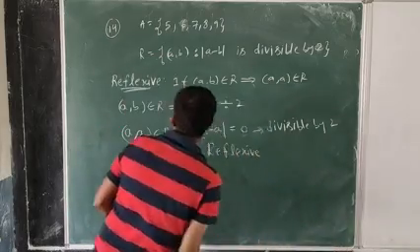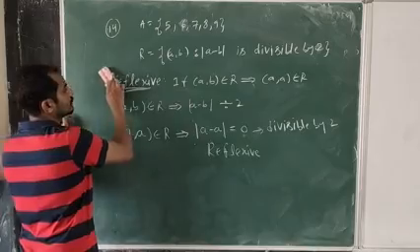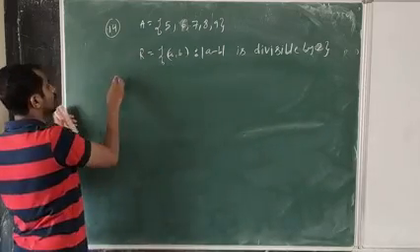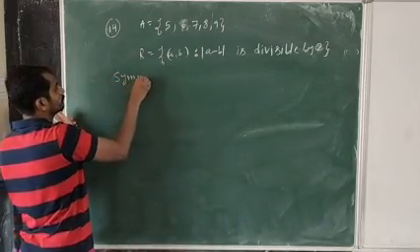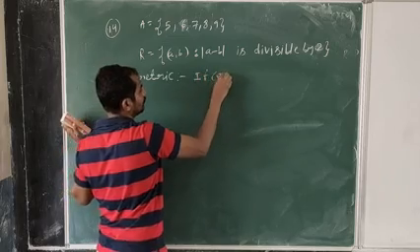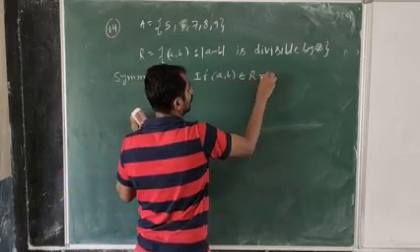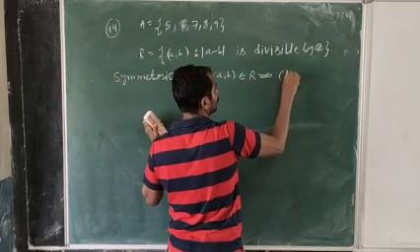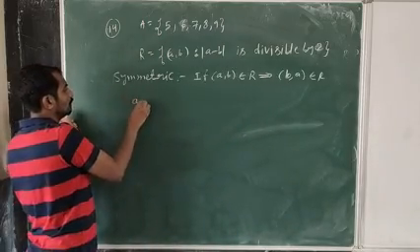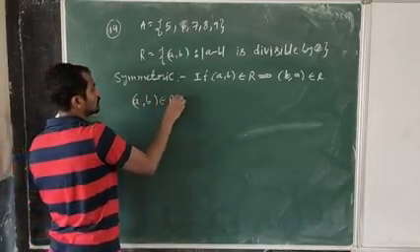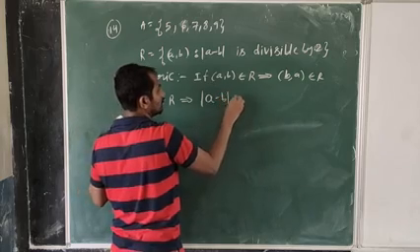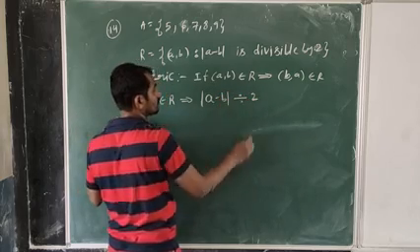Next, symmetric. What do we have to show here? If (a, b) belongs to R, then we have to show that (b, a) belongs to R. Now (a, b) belongs to R, and the condition given is mod a minus b is divisible by 2.